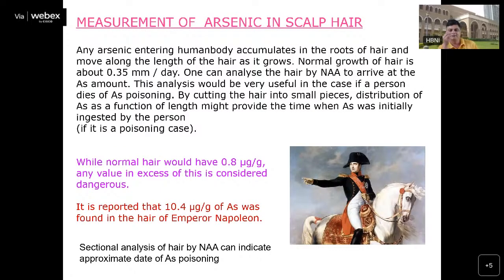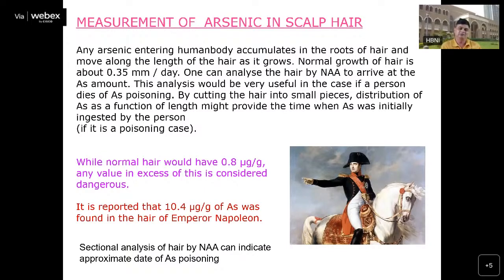See, basically, this is a determination of arsenic in hair samples. See, in general, a hair sample contains about 3.8 microgram per gram of arsenic. But Napoleon is a famous case, where there's an apprehension that Napoleon died because of arsenic poisoning.